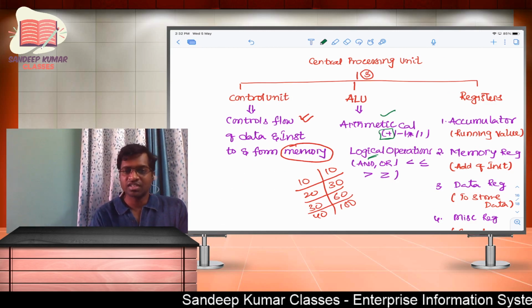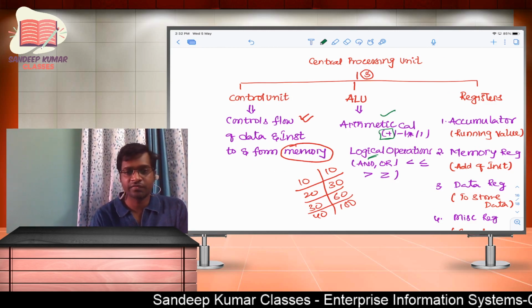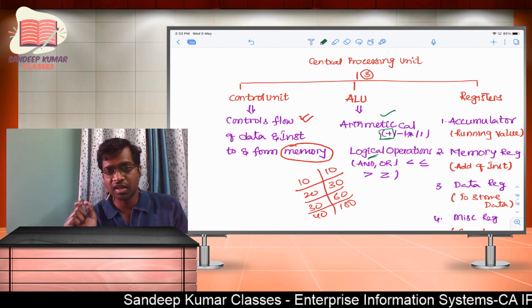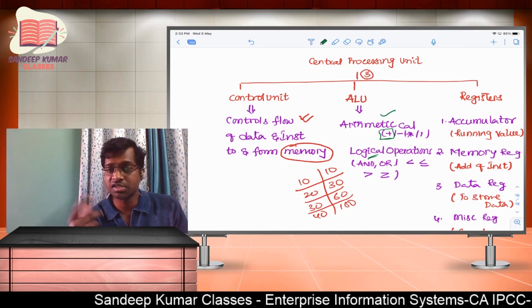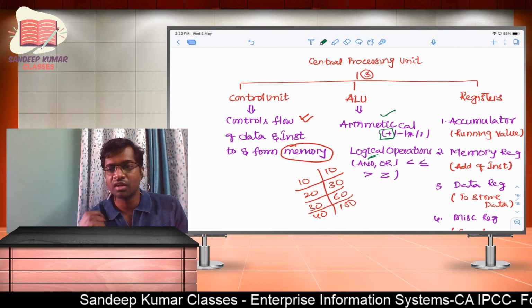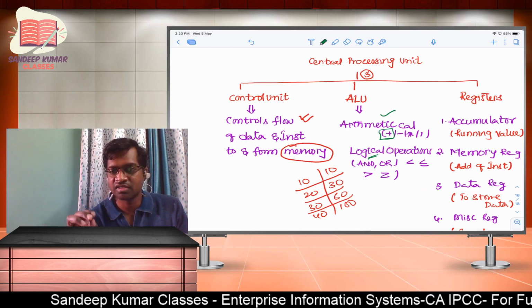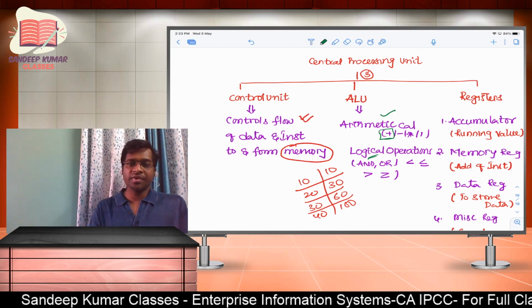So what is a control unit? The control unit controls the flow of data and instructions to and from memory. What is the arithmetical logical unit? It performs arithmetical calculations and also logical operations. Arithmetical calculations mean plus, minus, multiplication and division, and logical operations are nothing but AND, OR, less than, equal to, etc.